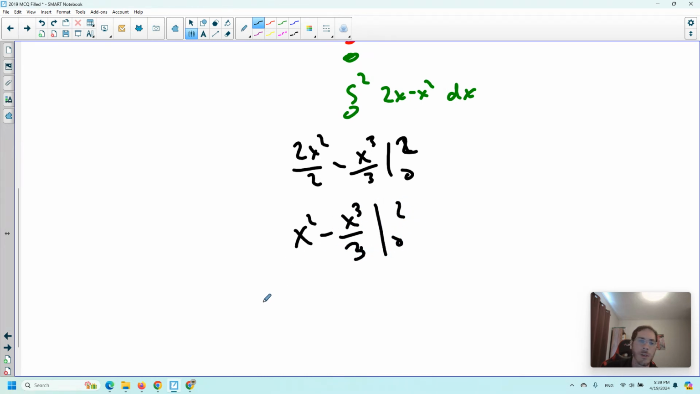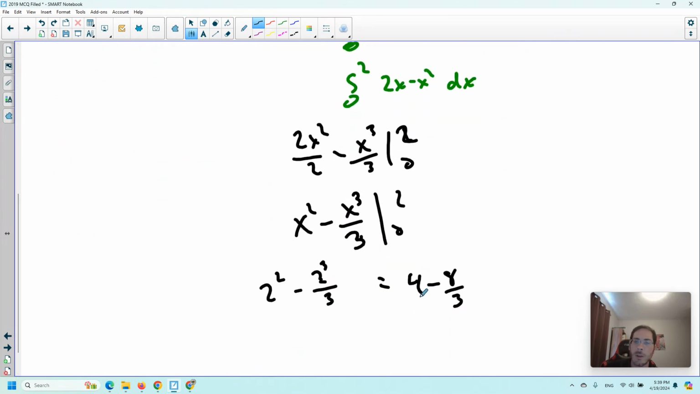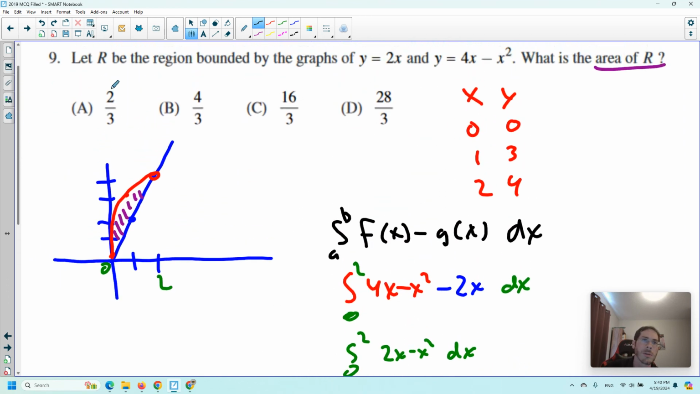0 is clearly going to give us 0, so we get 2 squared minus 2 cubed over 3, which is 4 minus 8 thirds. I don't think they gave it that way. We got to actually do it. So let's see, 4 minus 8 thirds. So this is 12 thirds minus 8 thirds for 4 thirds. And that gives us B. So there we go. So that's what we got for our area for R.